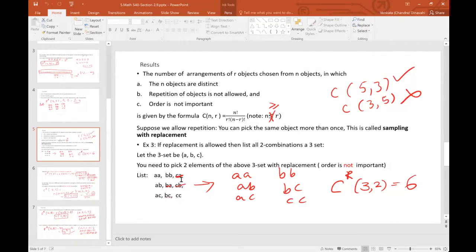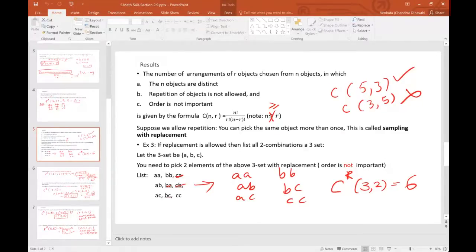BC is good. CA and AC are the same, so I don't need to pick that twice. CB and BC are the same, so the only other one is CC. So there are a total of 6 possible choices. This is denoted by C power R. R represents repetition, C represents combination. I'm picking two elements out of a three set. This is represented by C power R 3 comma 2, and I got the answer as 6 just by brute counting.